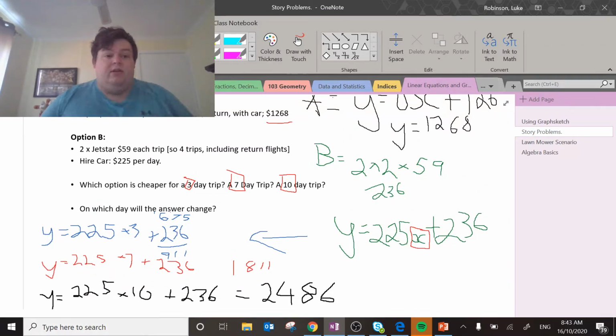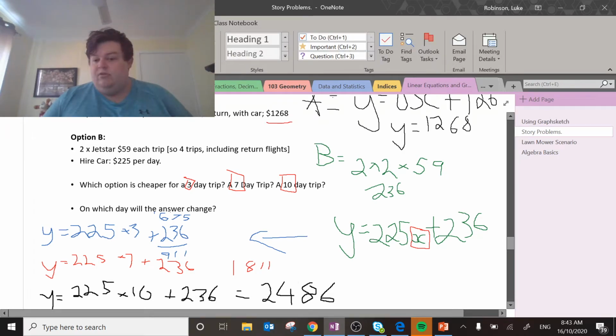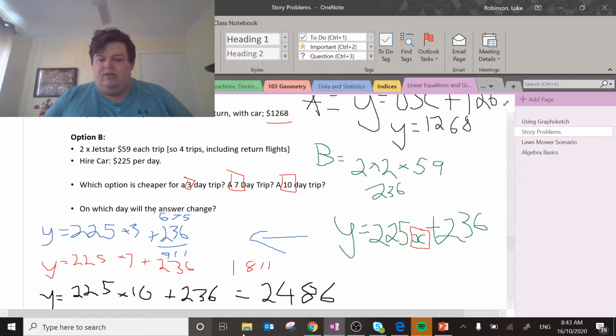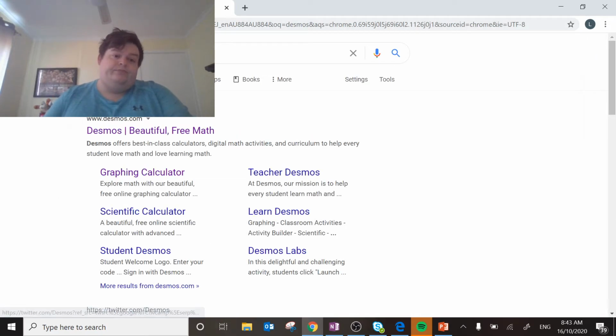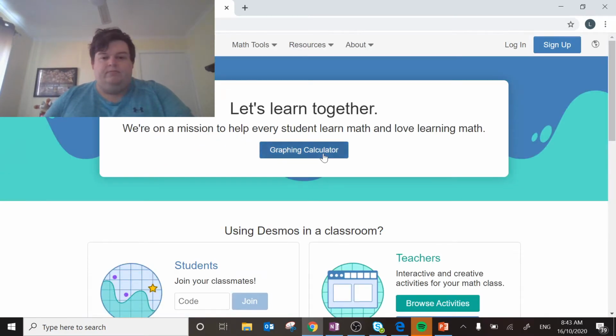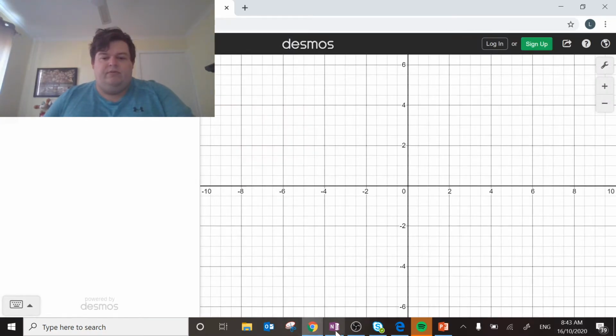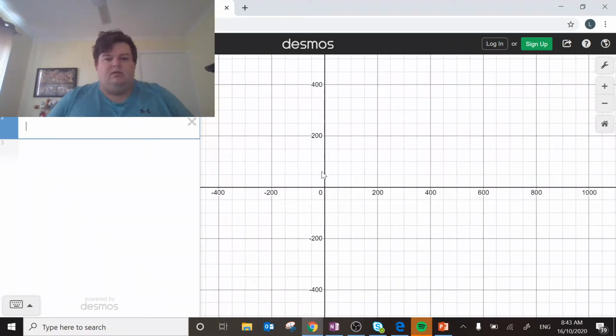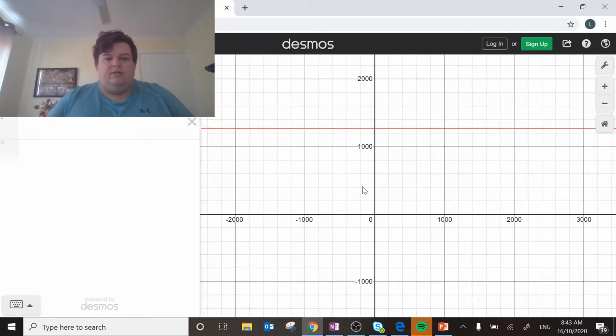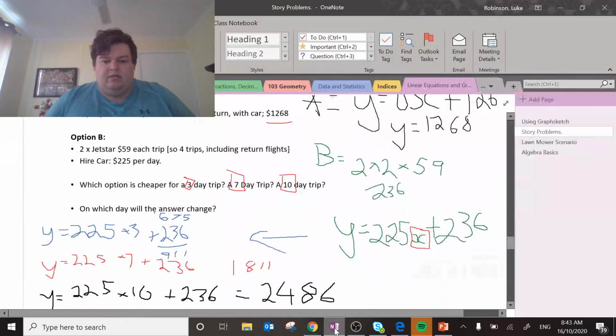You could do trial and error and try and figure it out, but there is an easier way, and you just have to graph both of these equations and see what happens. So let's go to Desmos. Put some graphs up. The first one was just y equals 1268. Better zoom out as well so it can be seen. And our other one is y equals 225x plus 236.